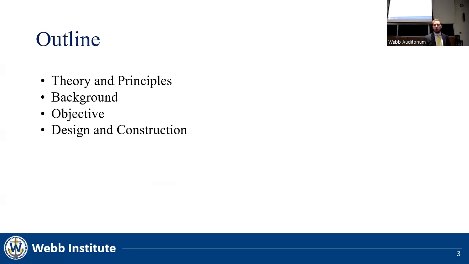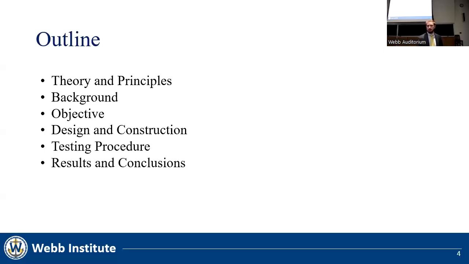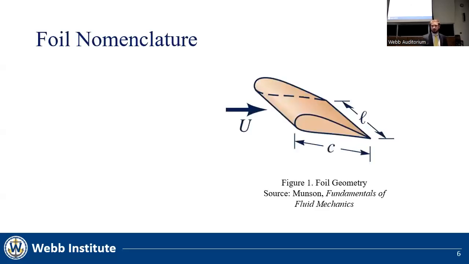I will begin by going over the theory and principles behind foils, as well as those specific to this thesis. I will then describe the background of this design and state the objective. Finally, I will describe the process in which we designed our rudder and constructed it before handing the presentation off to Casmir. He will discuss the testing procedure, results, and draw conclusions before making recommendations for future work.